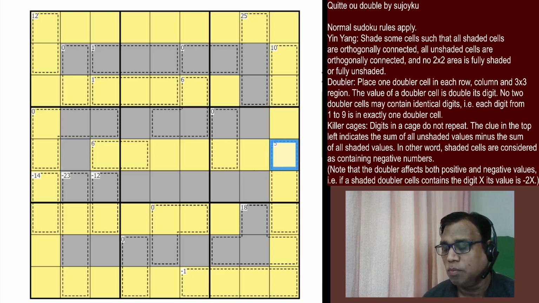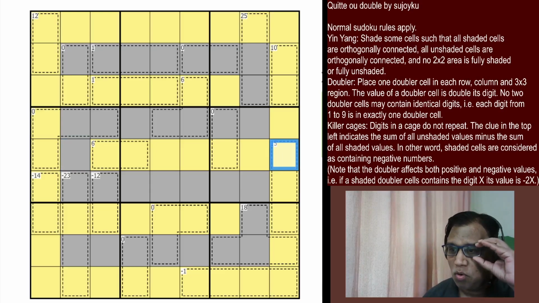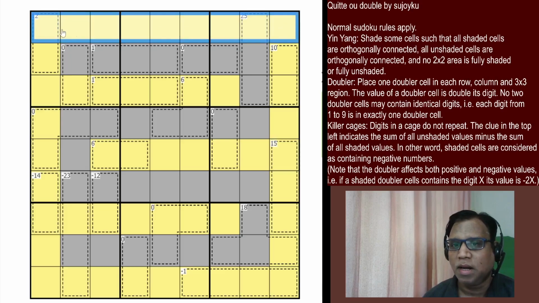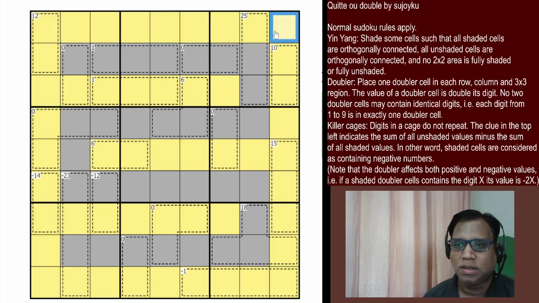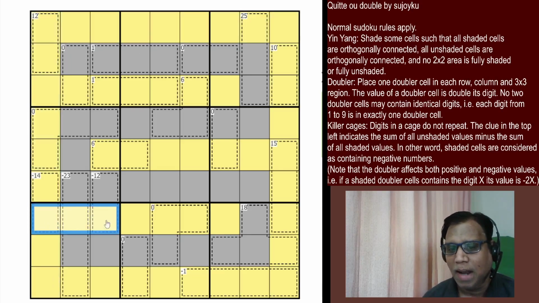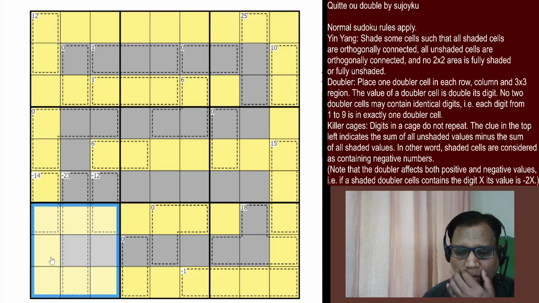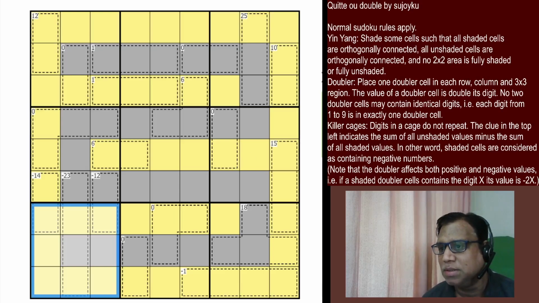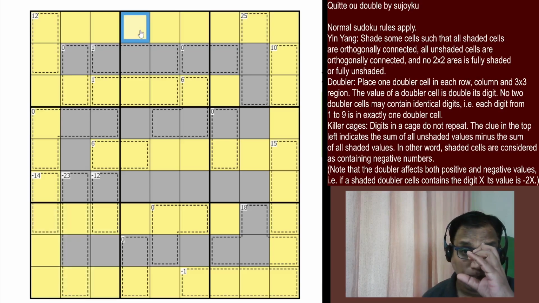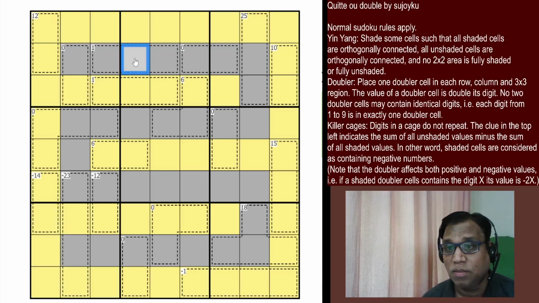Now the doubler. Place one doubler cell in each row, column, and 3 by 3 region. So there are some cells which are doublers, and in each row there will be one doubler cell, in each column there is one doubler cell, and in each 3 by 3 box there is one doubler cell. So clearly there are 9 doubler cells. The value of a doubler cell is double its digit. So whatever the digit in that cell is, its value is double that.